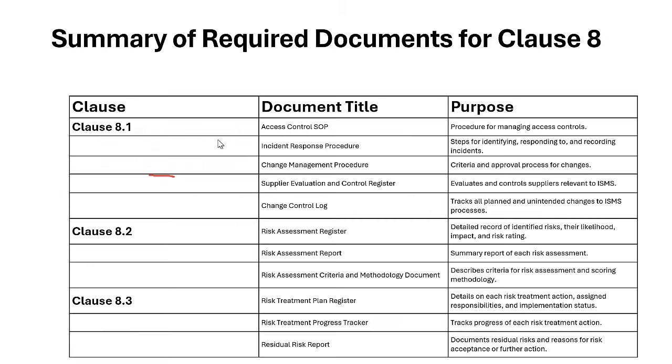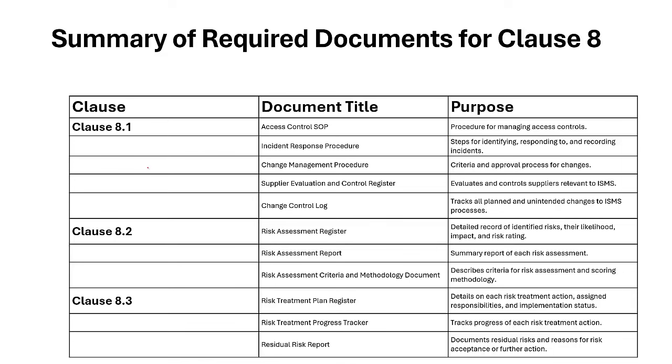So you can say that clause 8 requires three clauses: 8.1, 8.2, 8.3. 8.1 talks about the SOPs to be created. So we have documents like the access control SOP, incident response procedure, change management, and supplier change control logs. The purpose is to manage access, incidents and everything. Then we have clause 8.2, where we have three documents: the risk register, risk report, and risk assessment criteria and methodology document. And then clause 8.3 talks about the risk treatment plan register, risk treatment progress tracker and residual risk report. So these are the things required in clause 8.